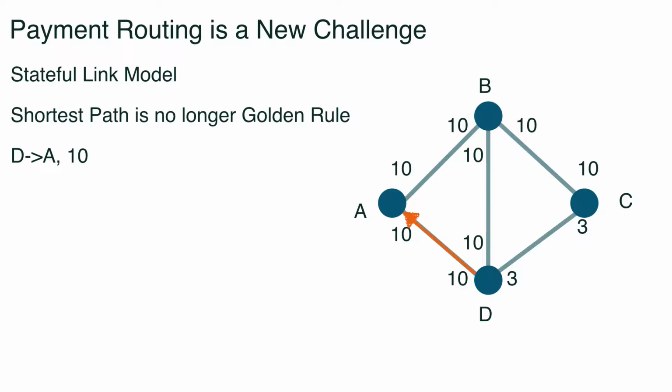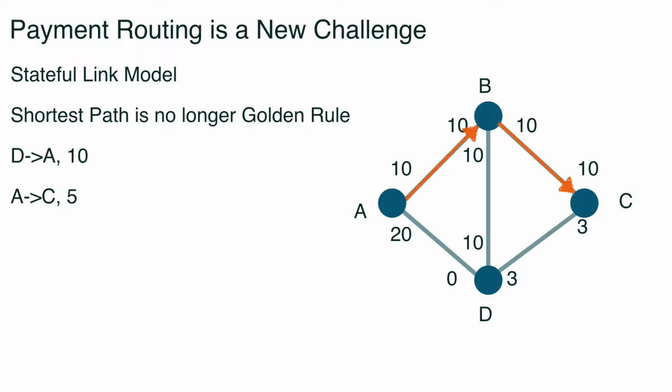Now, statefulness becomes a very big pain point in the state routing algorithm because no one has ever studied that in the networking community, because there was no such model. So let me take a very simple example here. This is a very simple network, and D sends A $10, and the balance changes.